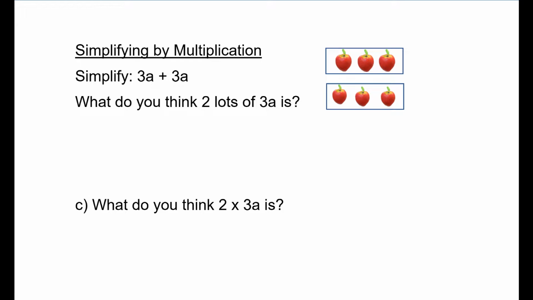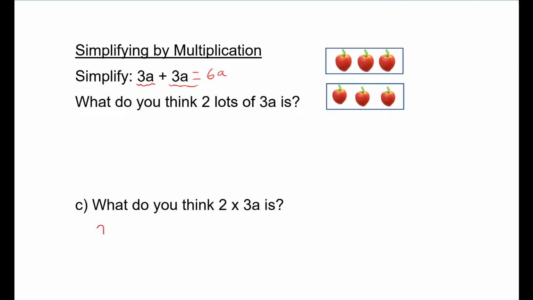We know how to simplify an algebra by adding up. For example, 3a plus 3a we know is going to be 6a. As a little thought experiment, what do you think 2 lots of 3a is? Well, in fact, you've already worked that out. 2 lots of 3a is 6a. So, what do you think 2 times 3a is?